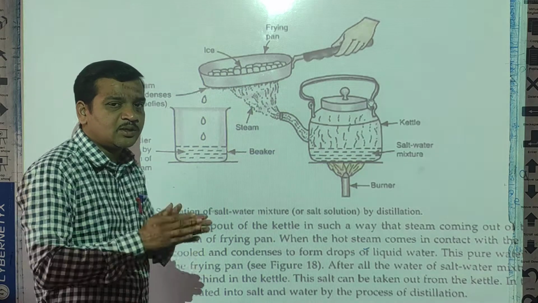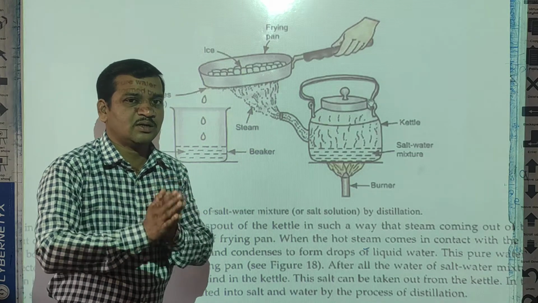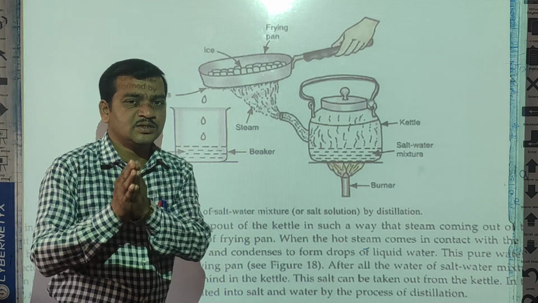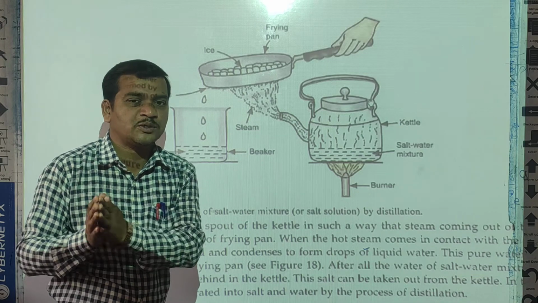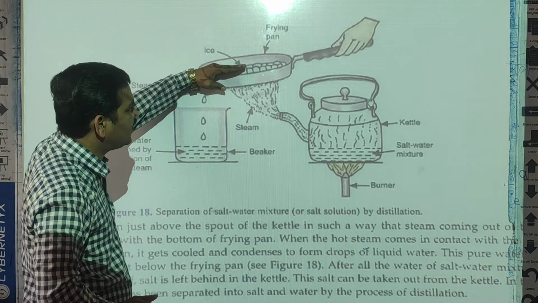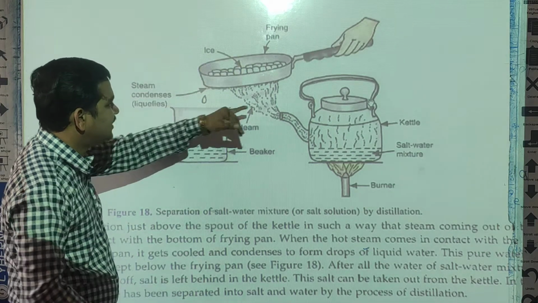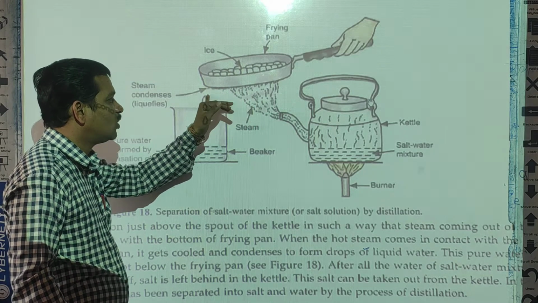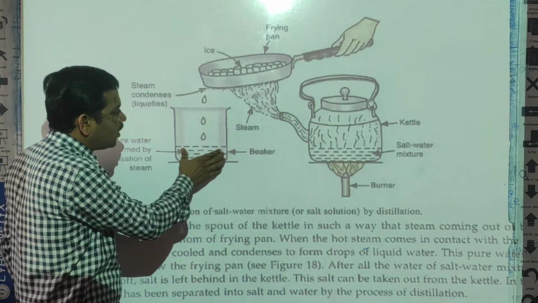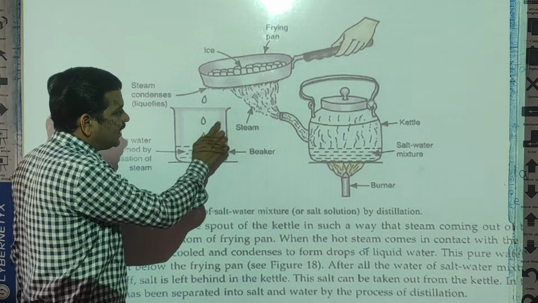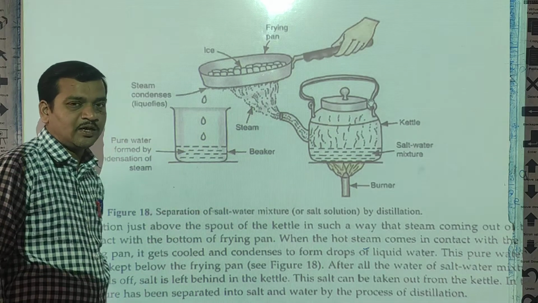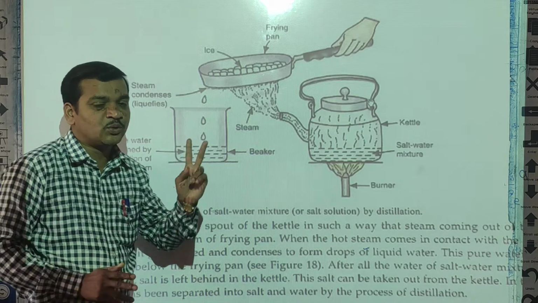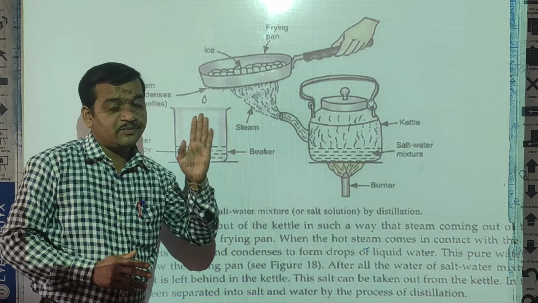Condensation is what? The process in which water vapors turn into water drops by cooling. So here the cooling effect is there. Yes or no? So this steam condenses here, which means that water vapor turns into water drops, and all the water drops are collected in this beaker. Okay, so you see here two processes we have already seen.